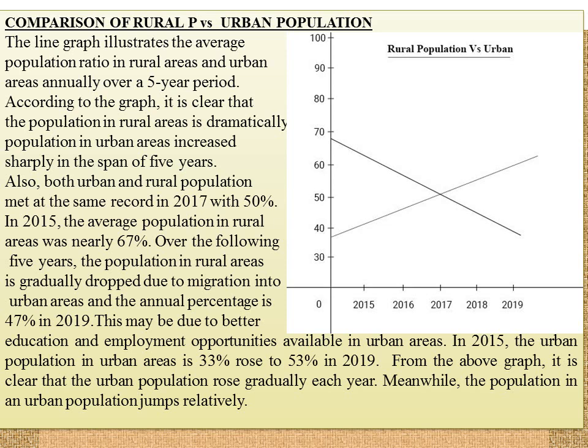In 2017 it is one for one. It is an upward trend for the rural population, but for the urban population it is a decline. So we can add in the concluding paragraph that maybe the population from the rural areas migrated to the urban areas in search of jobs, education, better living, and better prospects. So the population in urban areas has drastically risen.